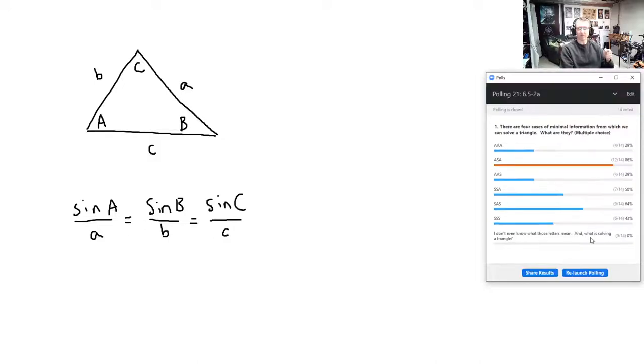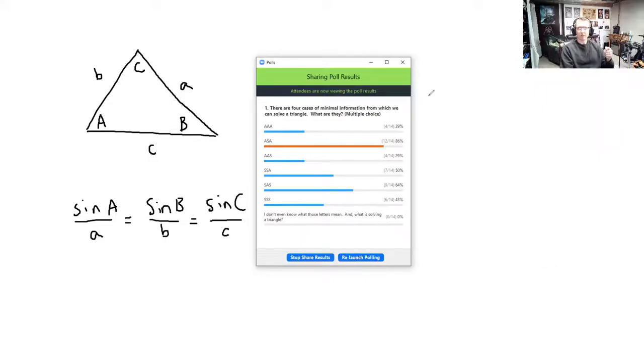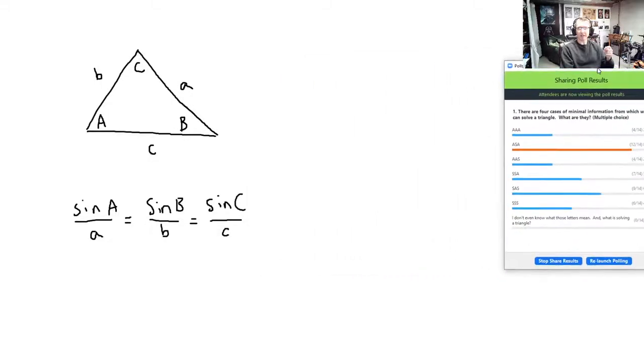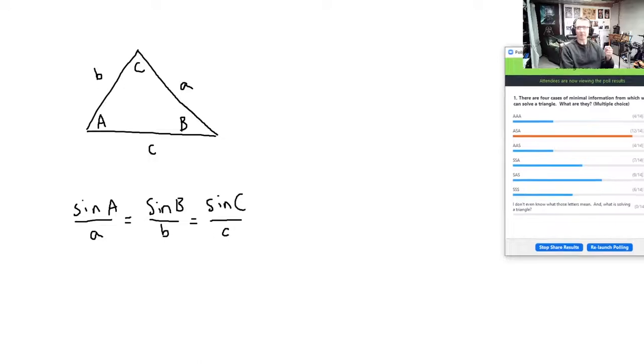Okay. So most people said angle side angle is a minimal set of information.